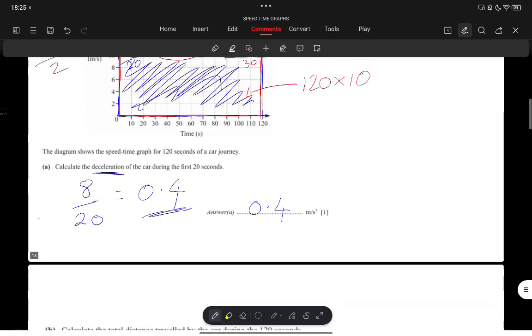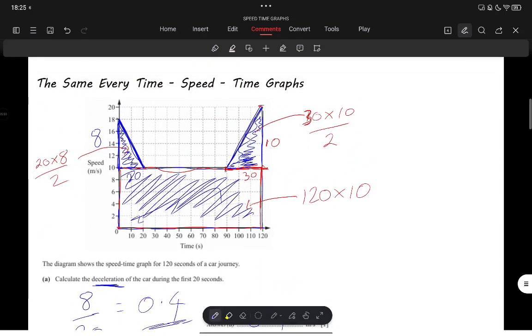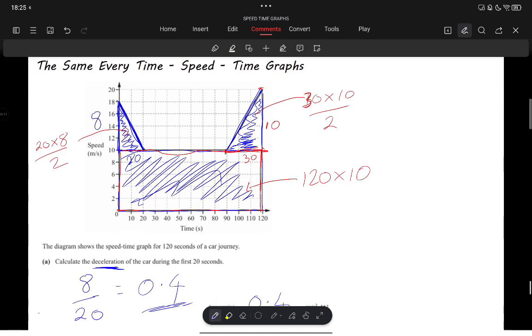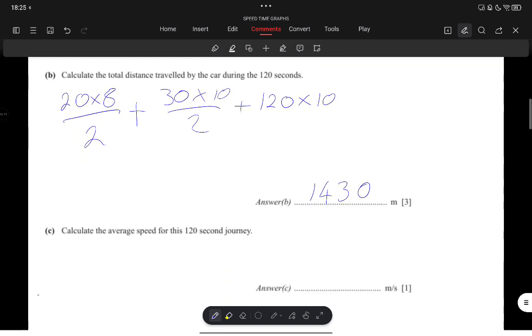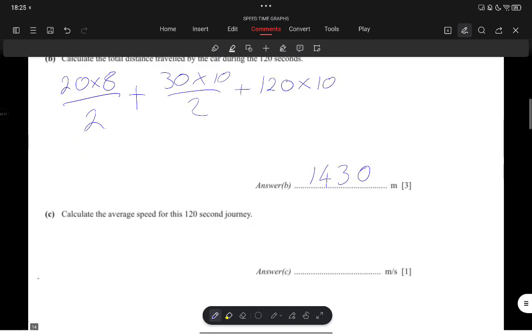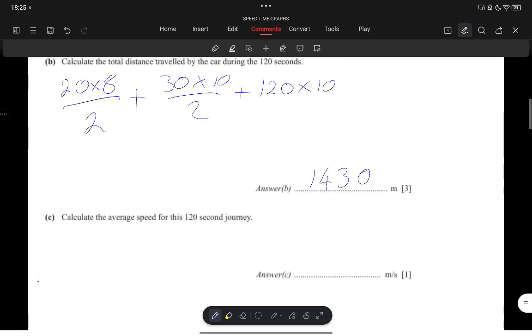Notice that I've shown all my method there. I am showing the examiner that I know that I should be working out area. Even if I do go wrong, like I almost did with my calculation there, by writing down my method, I'm still showing the examiner that I know that I should be working out areas and adding together all the area underneath the graph.